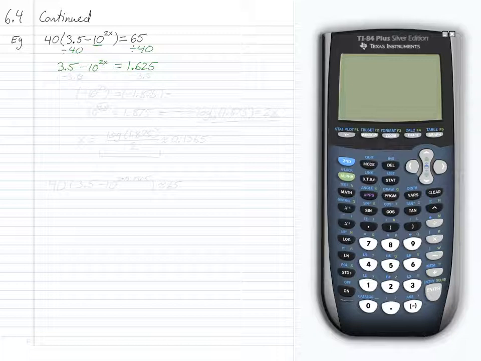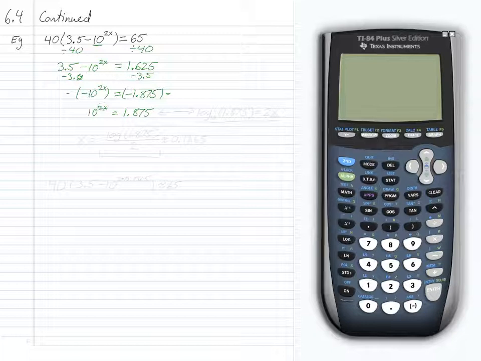From there, I need to move the 3.5 over as well, resulting in negative 10 to the 2x on the left, and negative 1.875 on the right. Finally, if I multiply both sides by a negative value, I will get 10 to the 2x equals 1.875. I am finished with step 1.